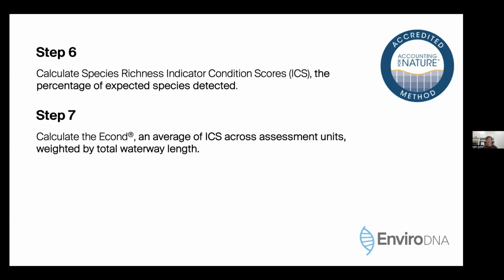And as I went through, that means we extract DNA, we sequence them, and we return to you a list, basically a matrix of sites by taxa, from which we or other approved experts can calculate the richness indicator condition scores, which is simply the percentage of expected species for a given assessment unit that was actually detected in this sample. And then from there, we calculate the econ, which is a weighted average of the condition scores across the assessment units to reach this one number of condition.